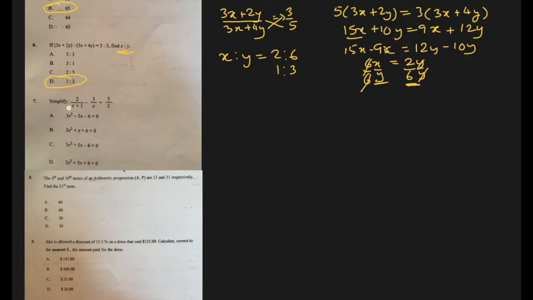Number 7. Simplify this rational equation. Okay, simplify only, not solve. So number 7, 2 over x plus 1 minus 3 over x equal to 3 over 2. Whenever we have such a situation, we should get rid of the denominators first. And to do that, the best thing is to multiply the whole equation by the LCM of the 3 denominators. And LCM is nothing but the multiplication of all 3.